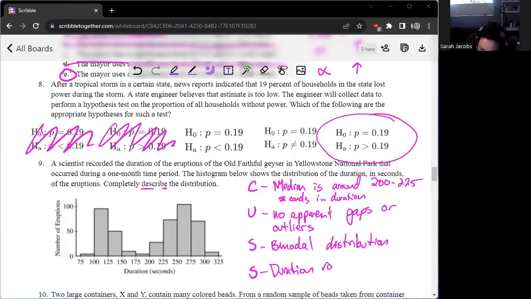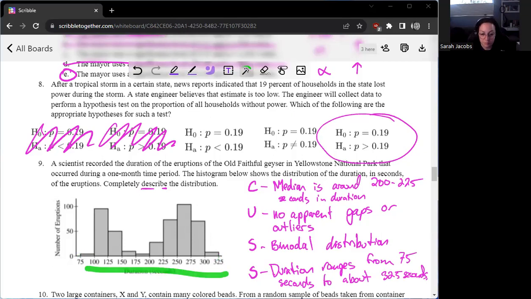The duration ranges from 75 seconds to about 325 seconds, right? We should probably say about on both of those. We don't know that it exactly is at 75 or 325. Those could be just the most convenient cutoff. So these aren't crazy numbers.